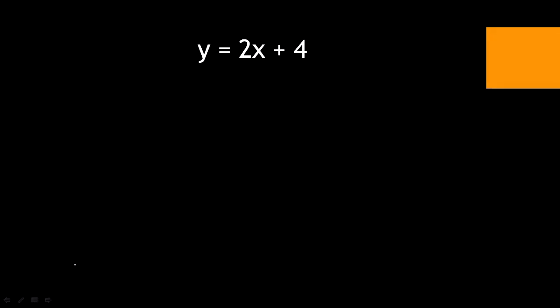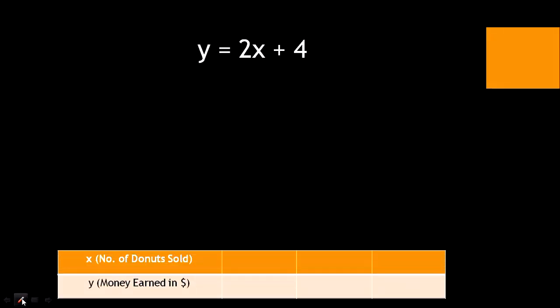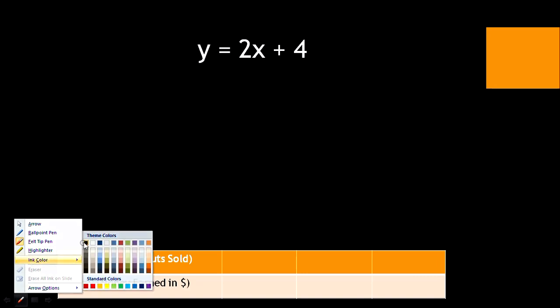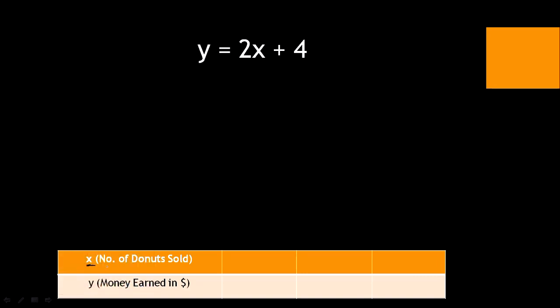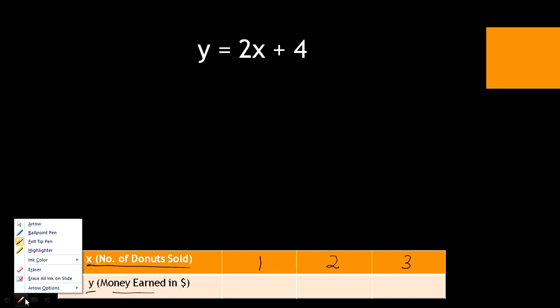For this, let us use this table right here, and on this table, on the upper row, we have x, which represents the number of donuts, and here we have y, which is the money earned. Let's say on the first day Tommy sells a single donut, on the second day he sells 2 donuts, and on the third day he sells 3 donuts. So these are the 3 values for the number of donuts sold on the 3 days. Now let us try and calculate the money earned for the 3 days.